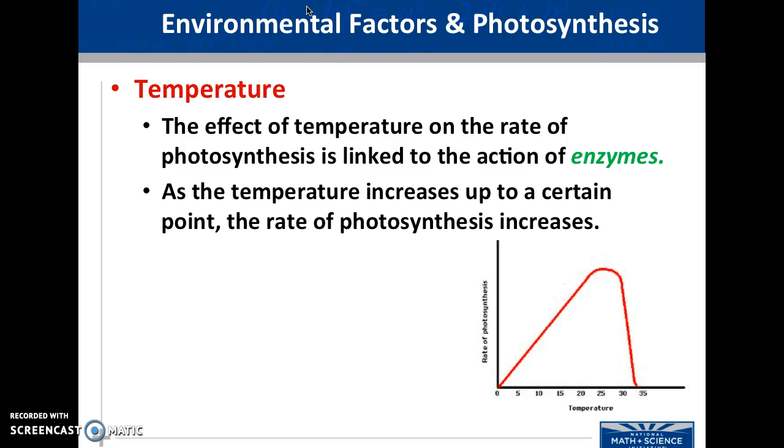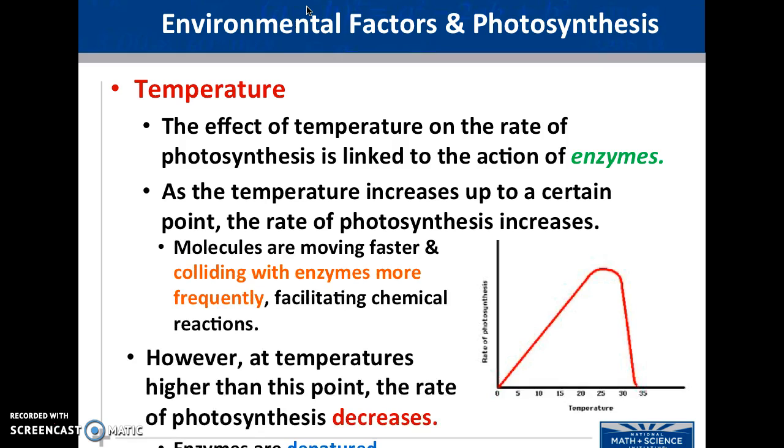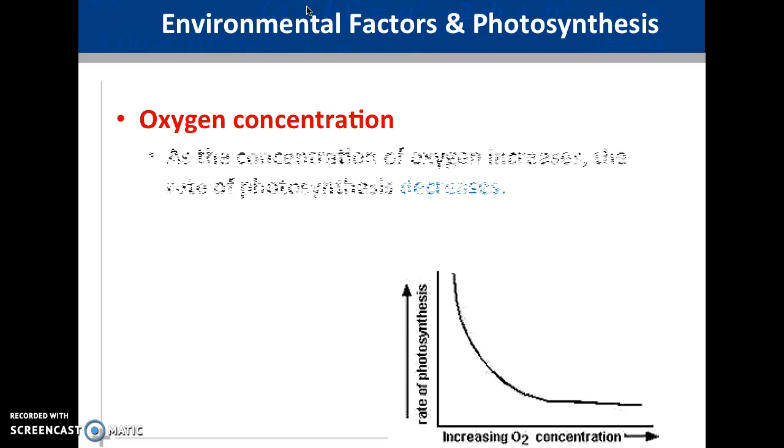Temperature affects the rate as well. The effect of temperature on the rate of photosynthesis is linked to the action of enzymes. As the temperature increases up to a certain point, the rate will increase, but if it gets too hot, it could denature those enzymatic proteins. Basically, think back to what we learned about enzymes.